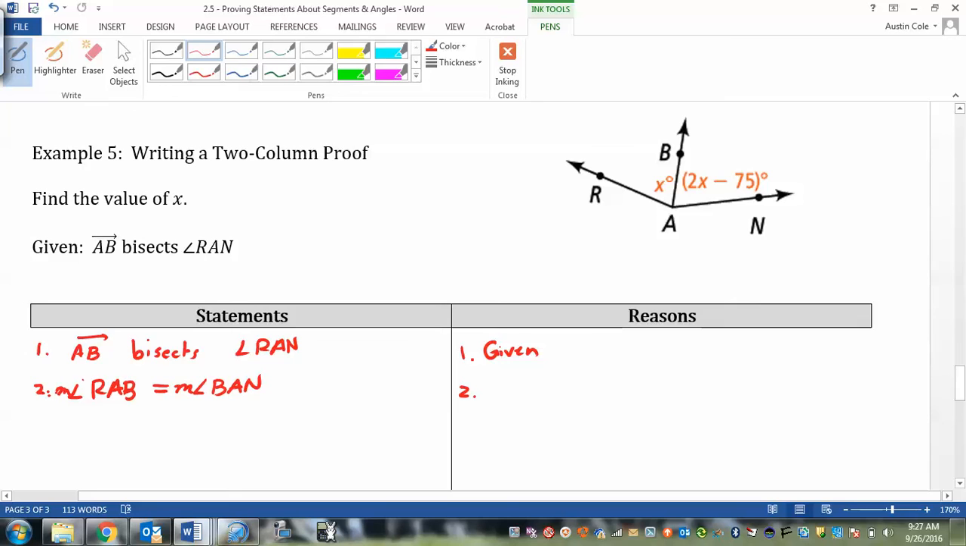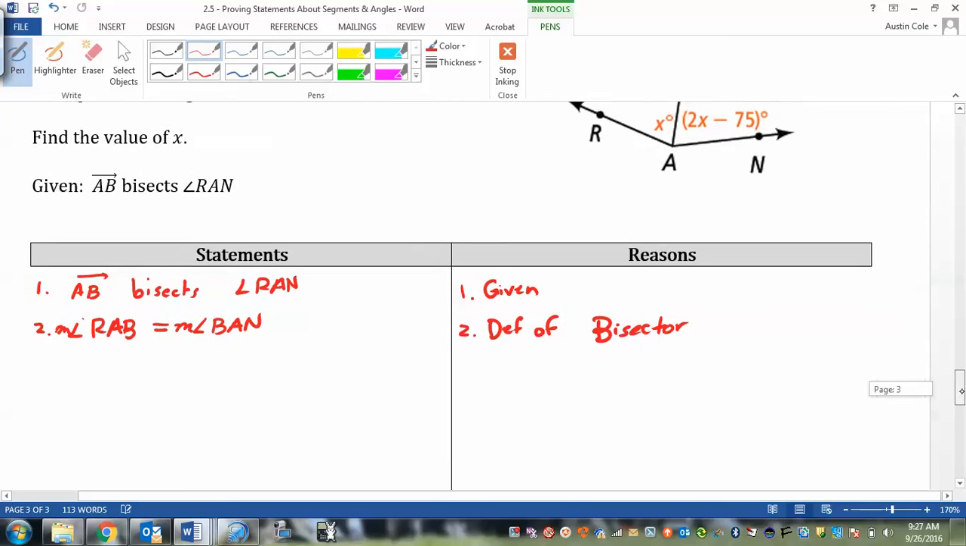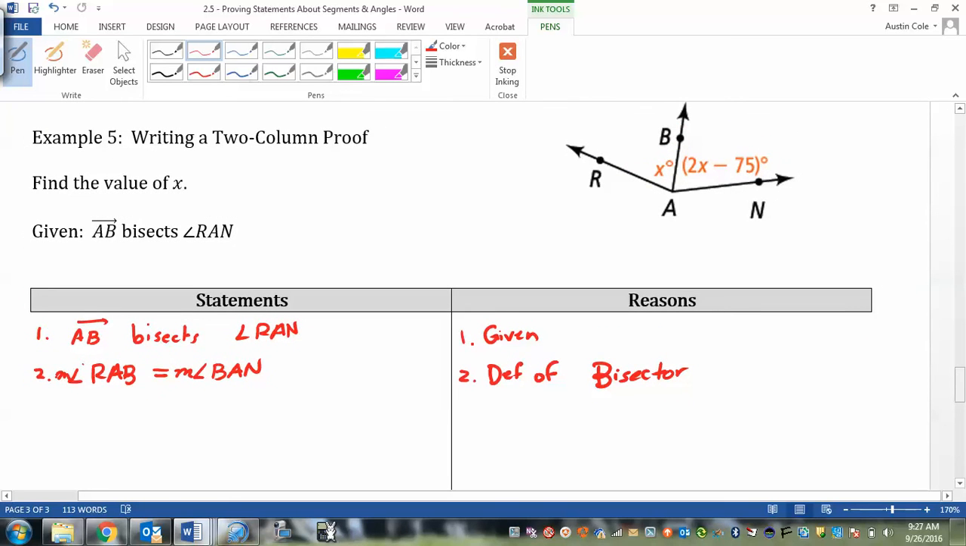What's our reasoning though? It's the definition of bisector. All right, from the definition, we know that those 2 angles are equal. Definition of bisector. Again, there's our framework. Now we can fill it in. RAB is x, so I'm going to say x equals 2x minus 75. That's going to be substitution.